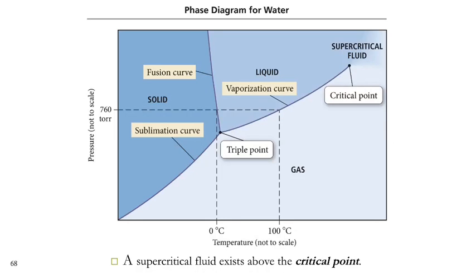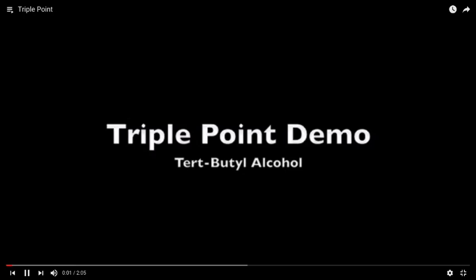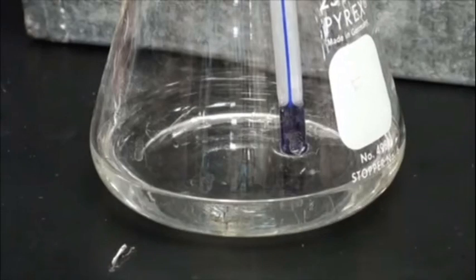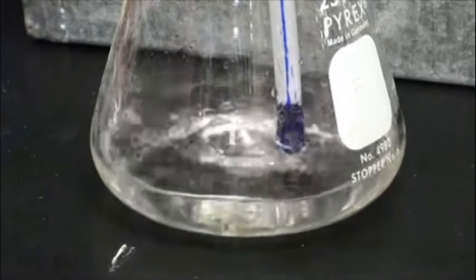So let's look at a cool video. Here's a video demonstrating the triple point. This is for tertiary butyl alcohol. So they're pulling a vacuum on this flask. Nothing happens. Oh, it starts to boil.